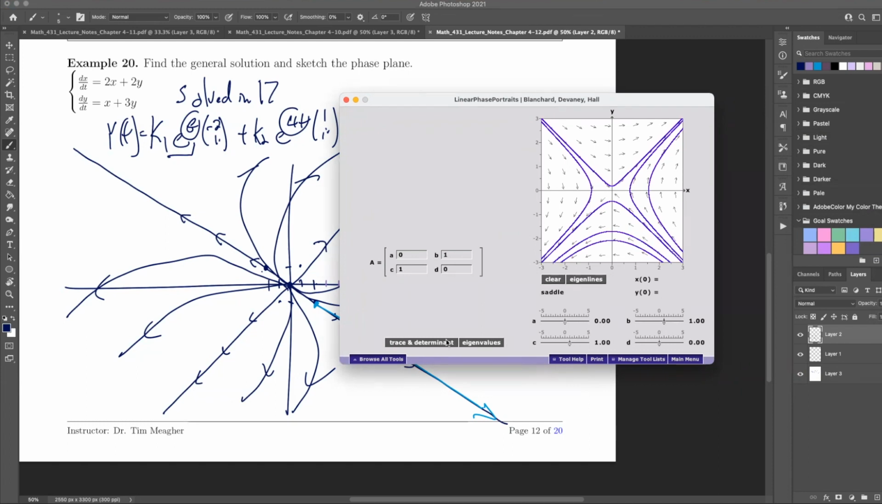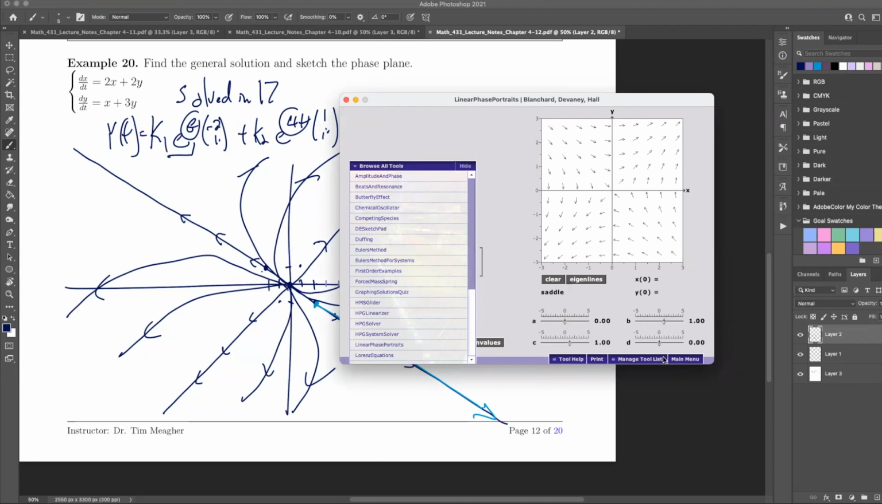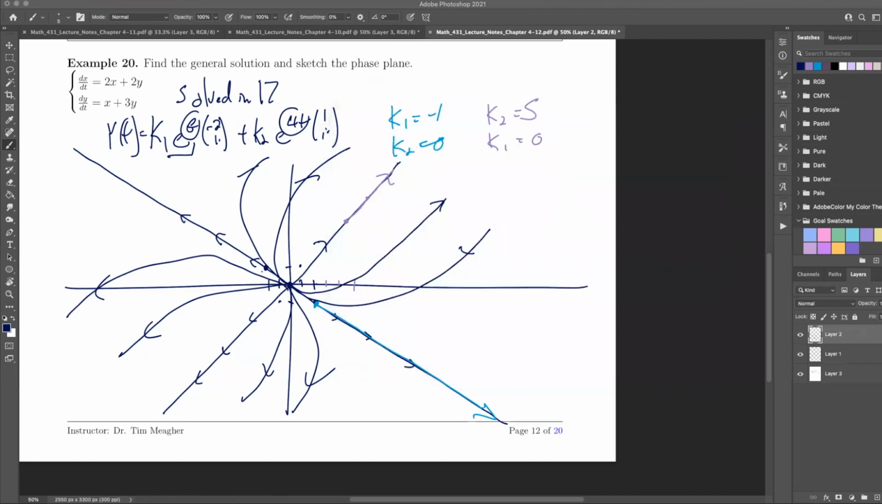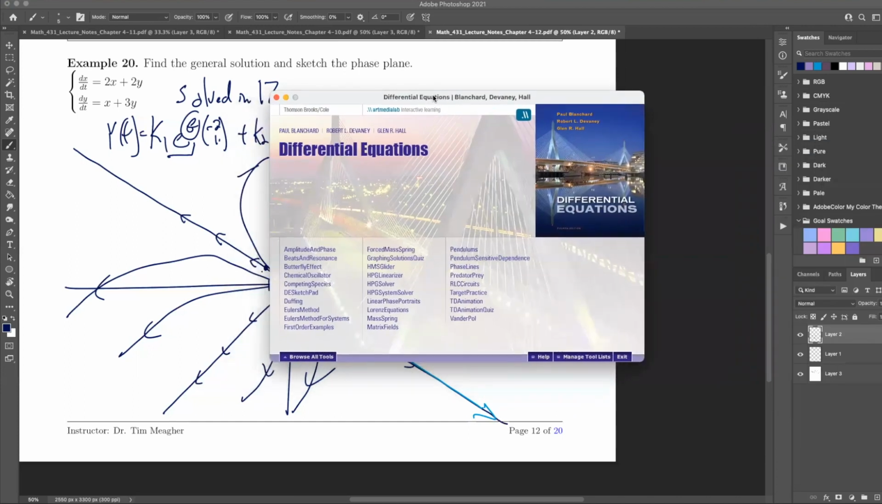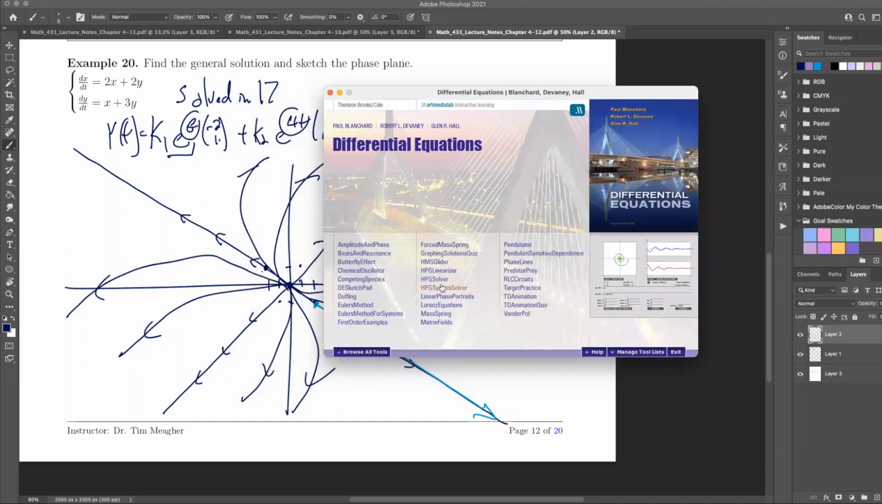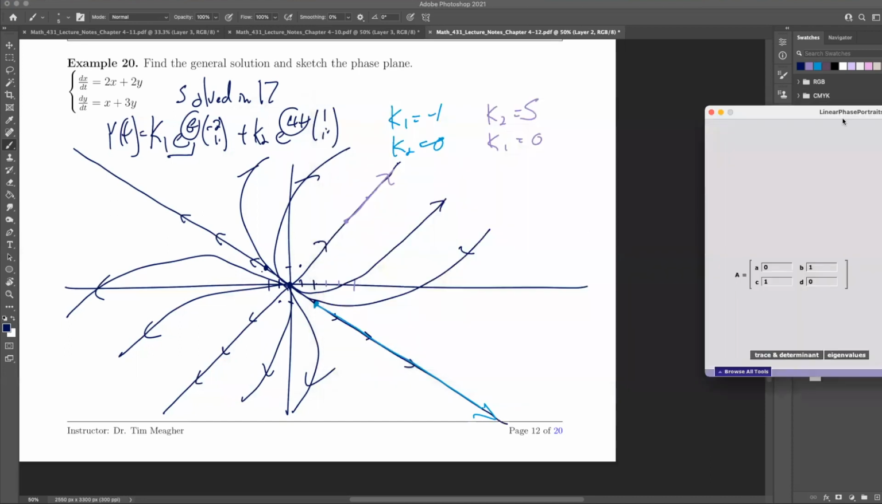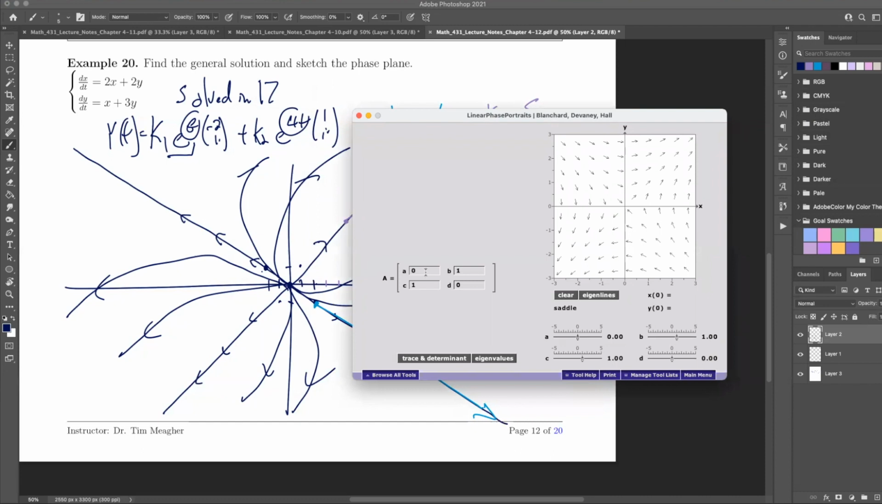Anyways, so let's go ahead and clear. All right, so let's just type this in. So here, let's go back. Hold on. And browse all tools. You can use the system solver, but we don't need that. We're just going to use linear phase portraits. That's what I'm going to use to do that. Well, however you want to do this, there's 1,000 ways. Not picky, but I do want you to use a computer. This one's really easy. I'm just going to type in 2, 2, 1, 3.